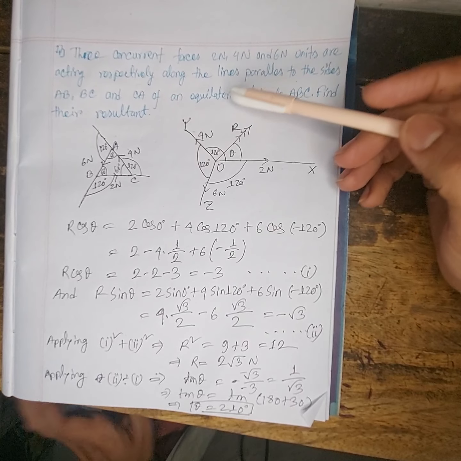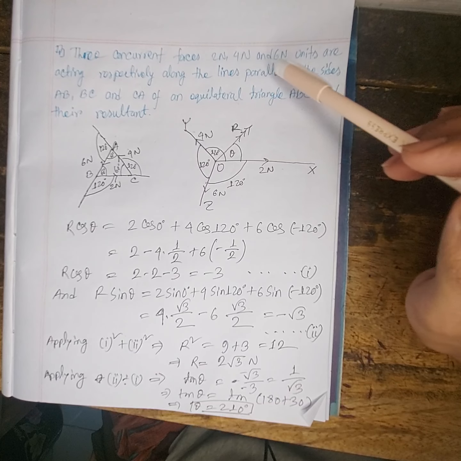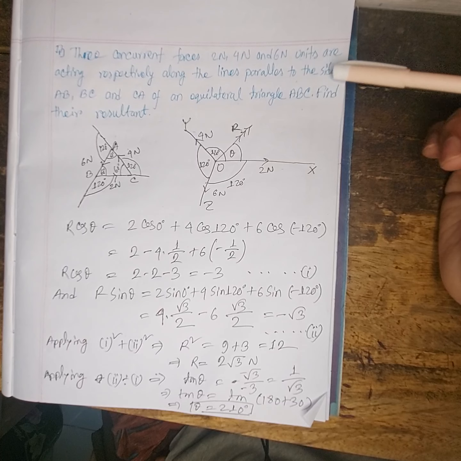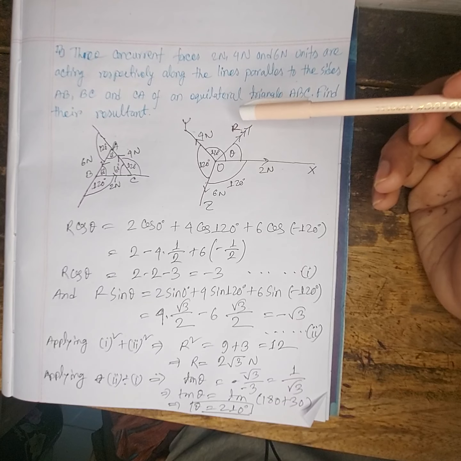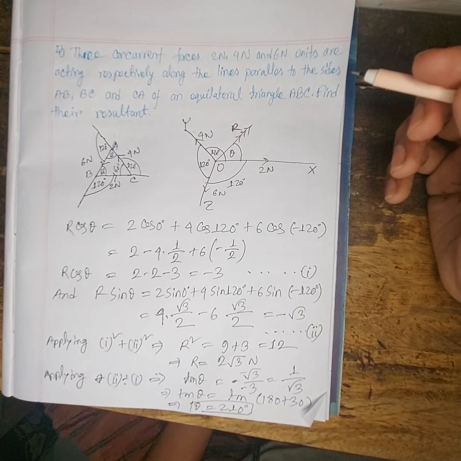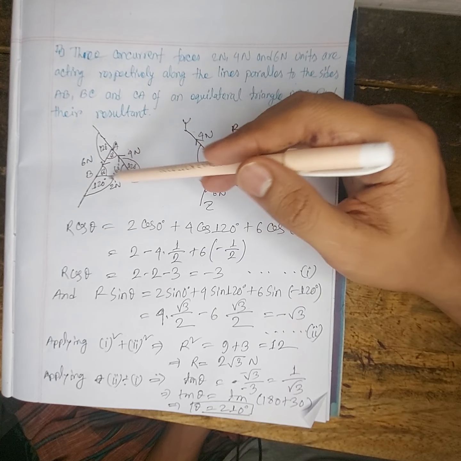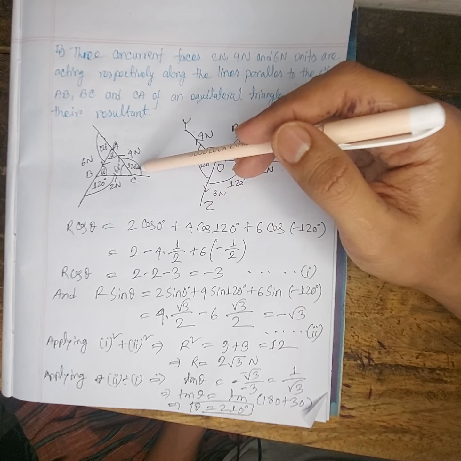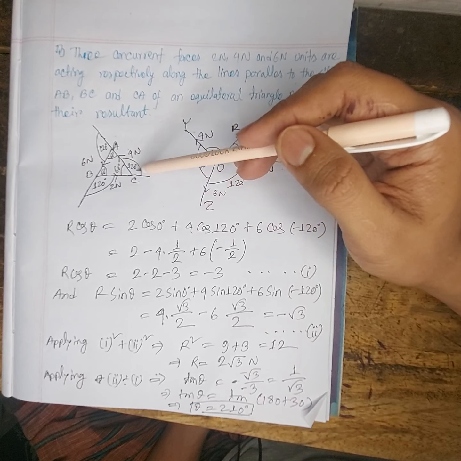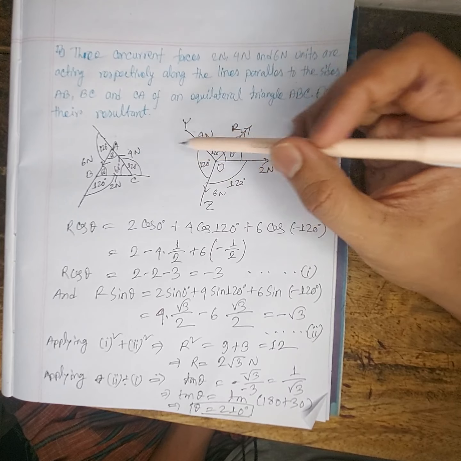Next, here another problem. Three concurrent forces 2, 4 and 6 newtons are acting respectively along the lines parallel to the sides AB, BC and CA of an equilateral triangle ABC. We have to find the resultant. We know every angle of the equilateral triangle is 60 degree. So each angle will be 60 degree, but this angle must be 120 degree, because the total angle is 180 degree. So if we subtract, we get this portion must be 120 degree.